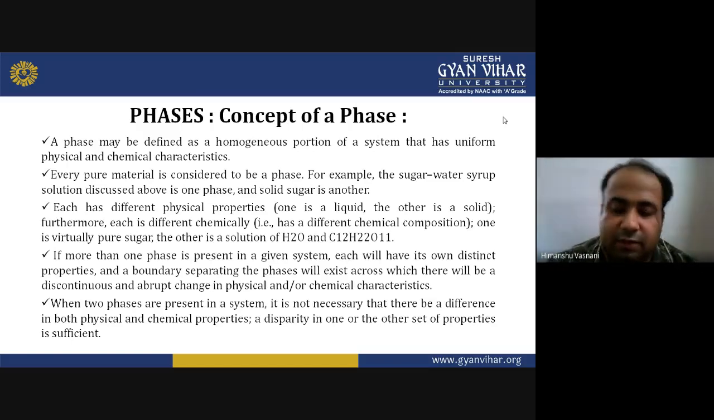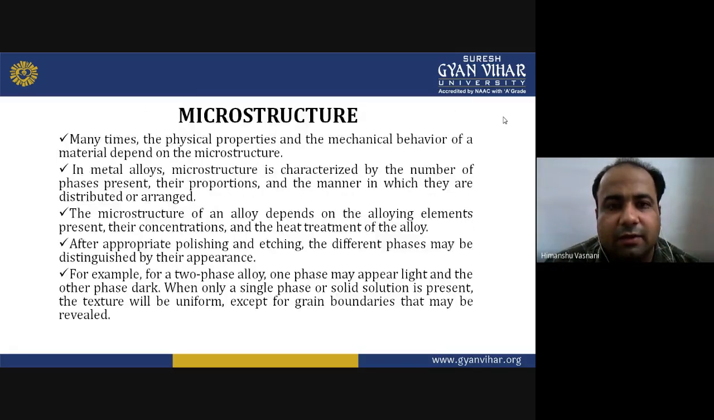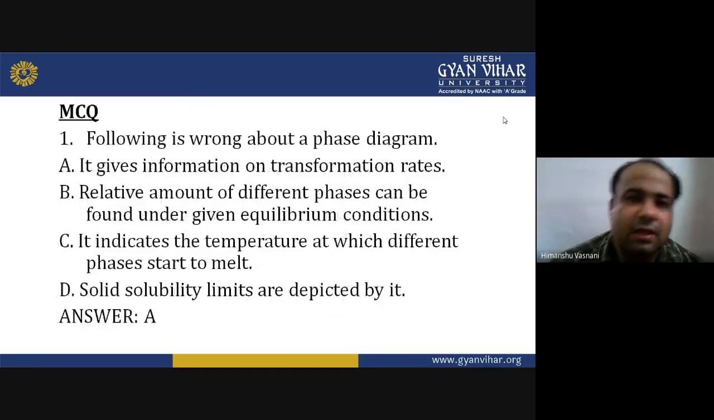So now let's start with the quiz that we are about to discuss. The first question: which of the following is wrong about the phase diagram? It gives information on transformation rates, or the relative amounts of different phases can be found in the given equilibrium conditions, or it indicates the temperature at which different phases start to melt, or solid solubility limits are depicted by it. So the answer is A: it does not give information on transformation rate.